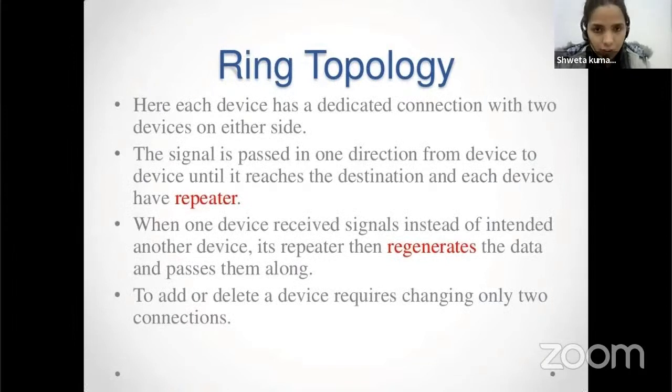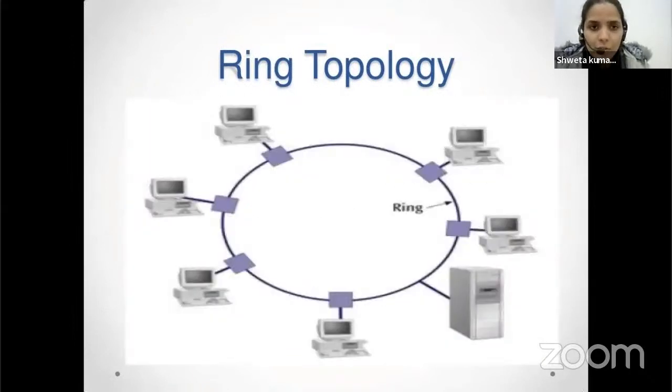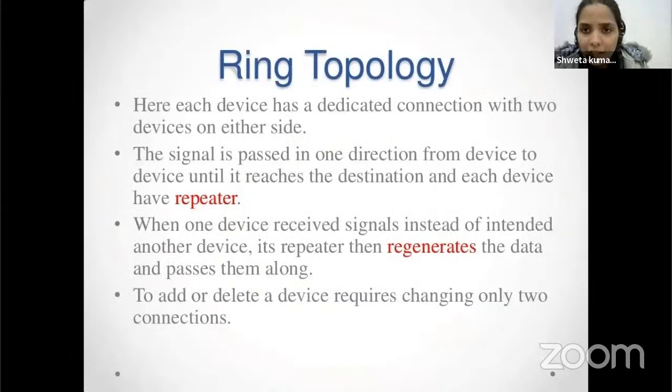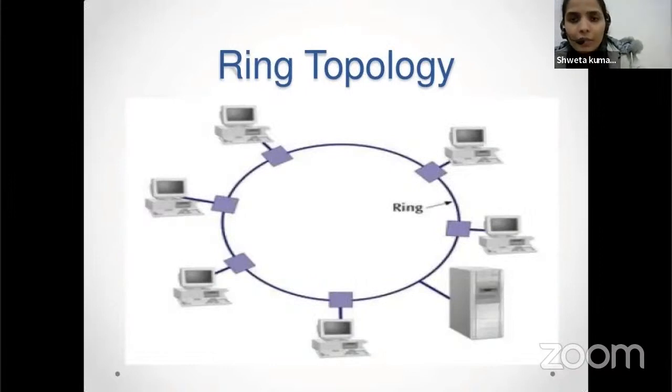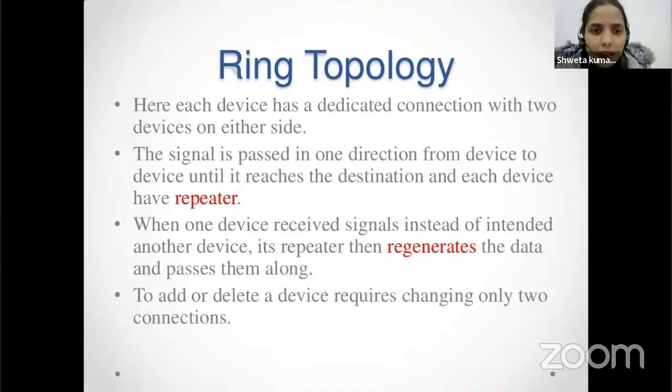Next, we have ring topology. This is how a ring topology looks. Here, each device has a dedicated connection with the two devices on either side, basically all the neighbors having a connection with each other. The signal is passed in one direction from device to device until it reaches the destination, and each device has a repeater. When a device receives a signal not intended for it, the repeater regenerates the data and passes it along. To add or delete a device requires changing only two connections.